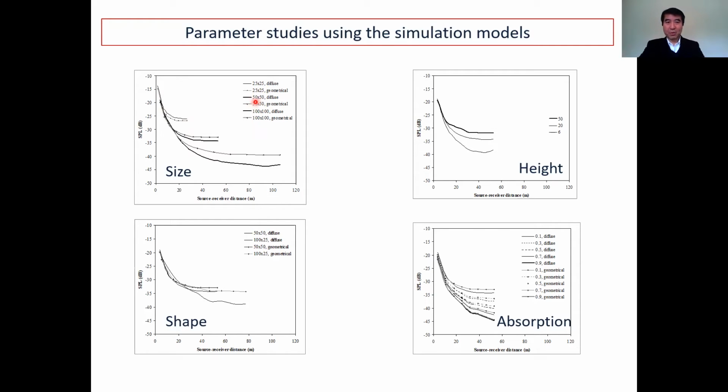Without moving the source and receiver, only changing the square to 50 by 50, you can see that. Change to 100 by 100, you can see that. So that means with a fixed source receiver distance, if you are 20 meters away, when you increase the square size, the sound level will be reduced by about 5 to 10 dB, and further reduction will be given if you increase the square size further.